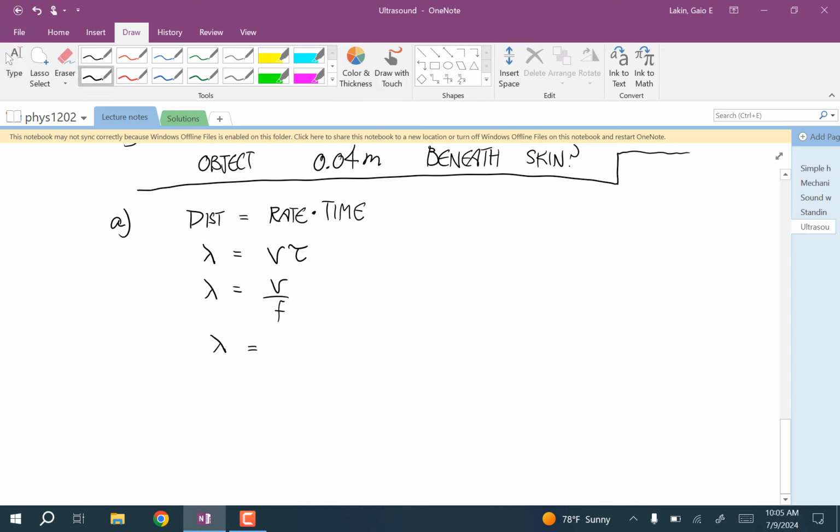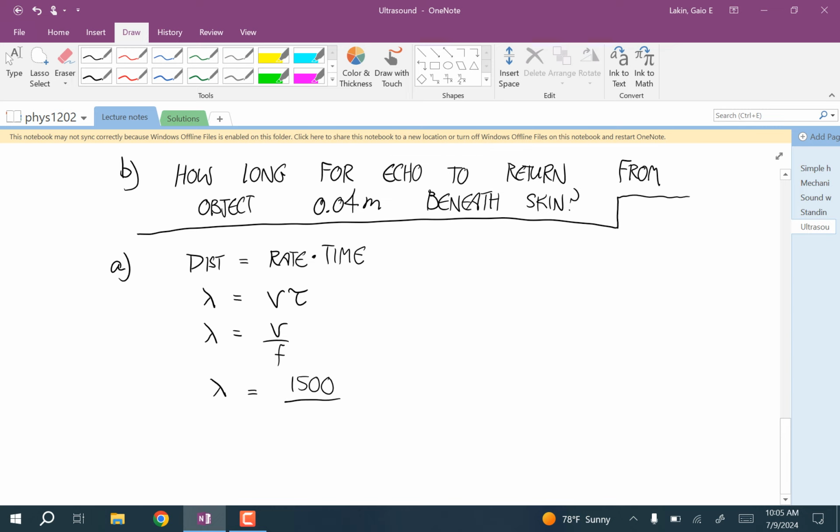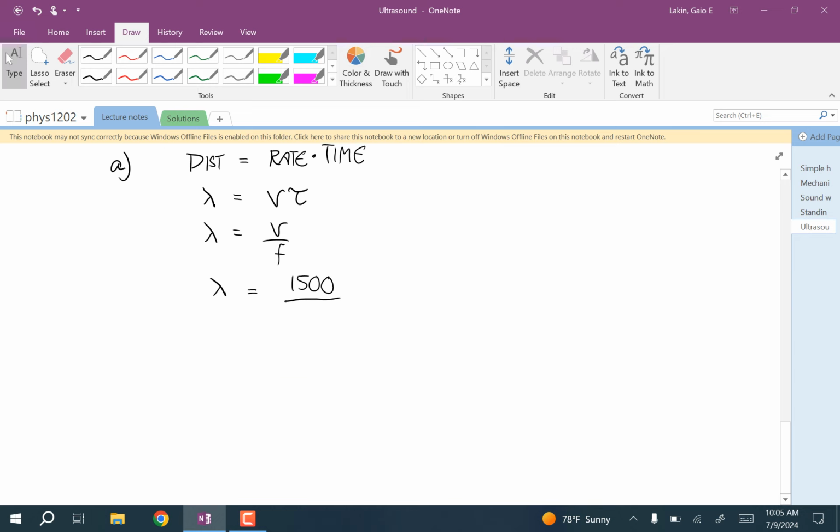So wavelength is equal to the wave speed, that's 1500 meters per second, divided by the frequency. We're talking about 2 megahertz, so that's 2 times 10 to the 6 hertz. I wrote it that way just to keep everything in SI units. And we get a wavelength of about 7.5 times 10 to the minus 4 meters. So about 0.75 millimeters. Is that right? Yes, 0.75 millimeters.